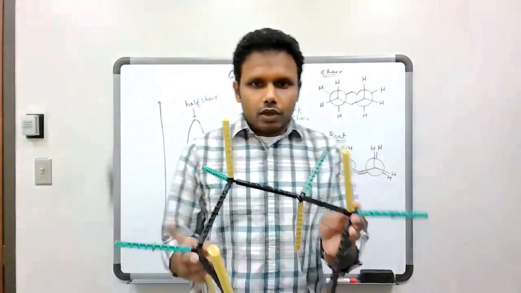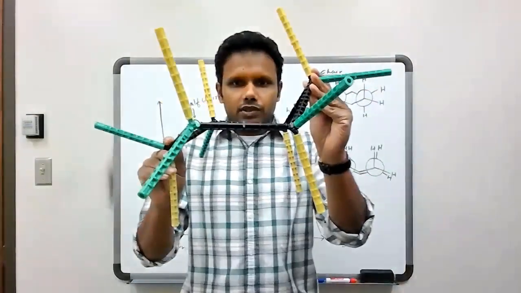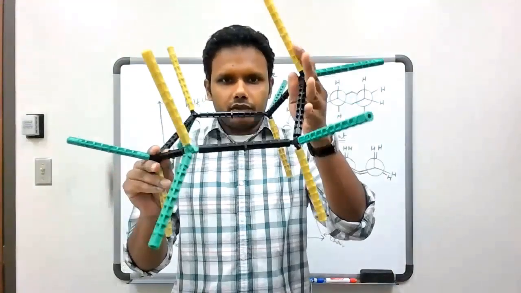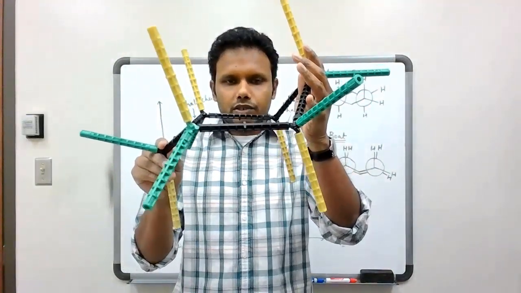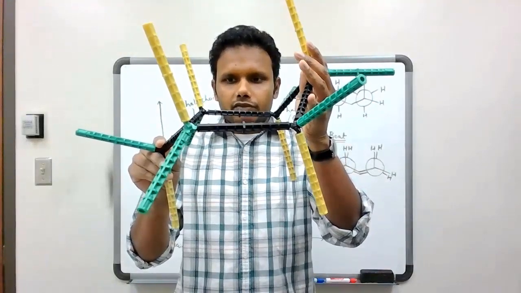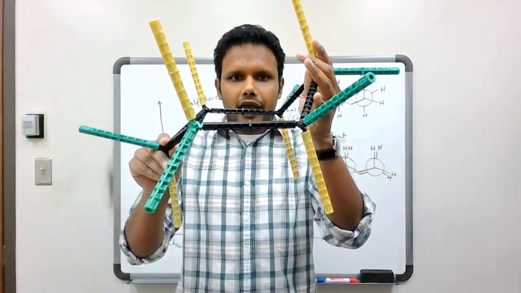Okay, so starting from a chair, this is a chair conformation. We have the headrest, we have the seat, and there is the footrest. The next conformation that's possible is a half chair.